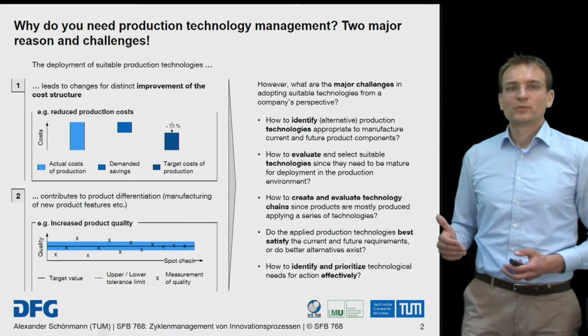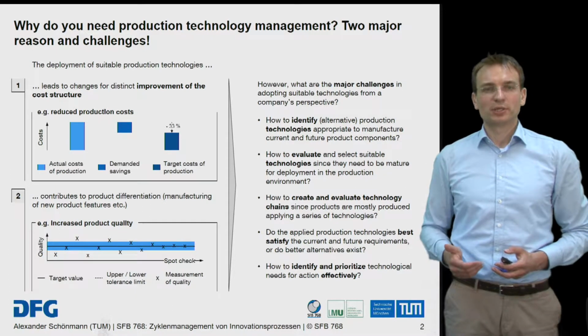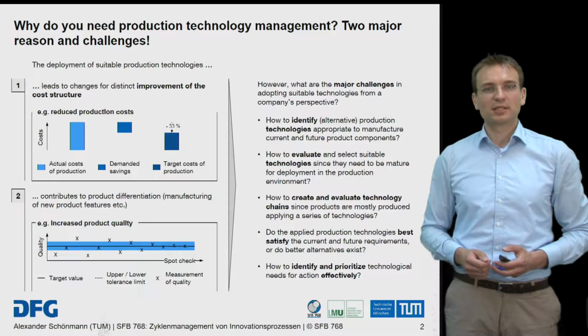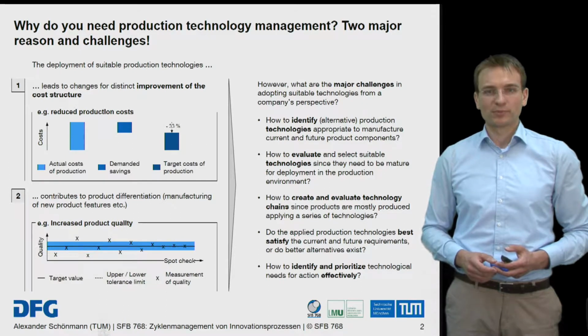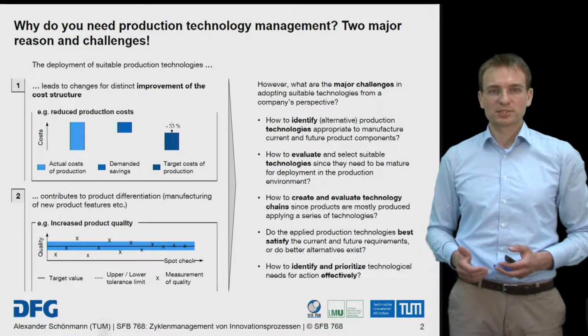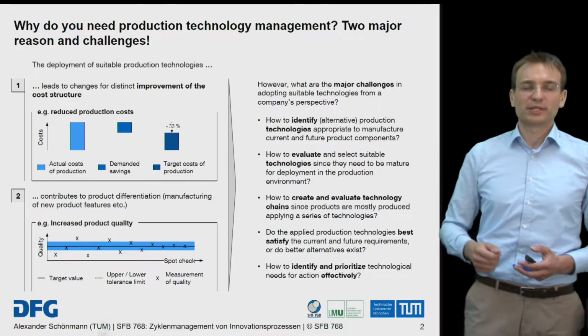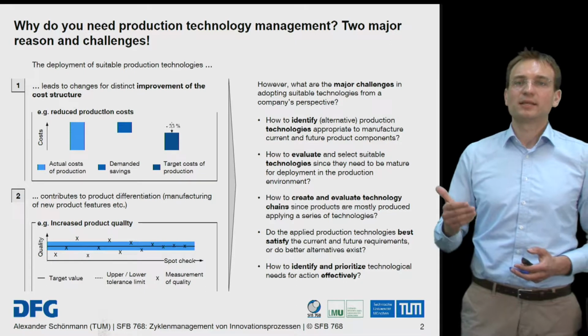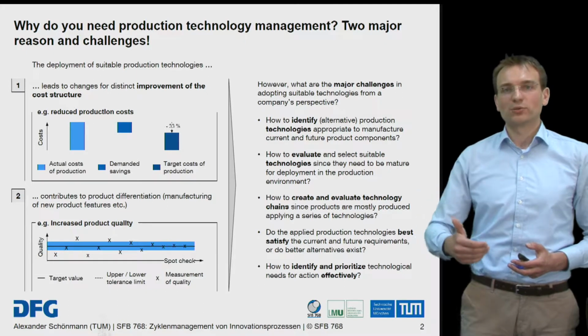But first of all, why do we need production technology management? The identification, evaluation, and planning of production technologies is still a challenging task of producing companies. Applying the most suitable production technologies leads to reduced production costs and shows potential for increasing the product quality. Therefore, we will follow some of the key questions gathered within the past 10 years on industrial projects and research results. For example, how to identify production technologies, how to evaluate and select suitable technologies, or how to generate technology chains and how to evaluate technology chains.